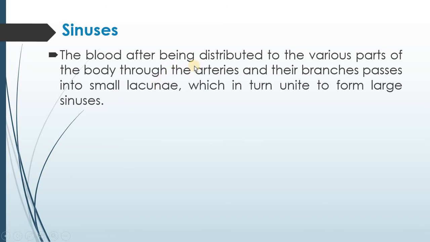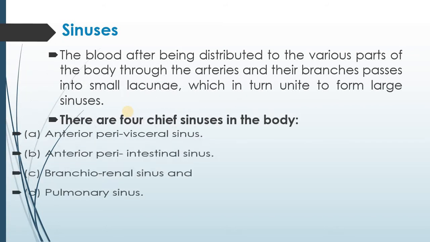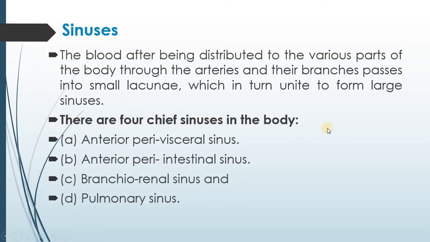The blood, after being distributed to the various parts of the body through the arteries and their branches, passes into small lacunae, which in turn unite to form large sinuses. There are four chief sinuses in the body of Pila. These are the anterior perivisceral sinus, anterior periintestinal sinus, branchiorenal sinus, and pulmonary sinus. Now we will discuss each one in detail.